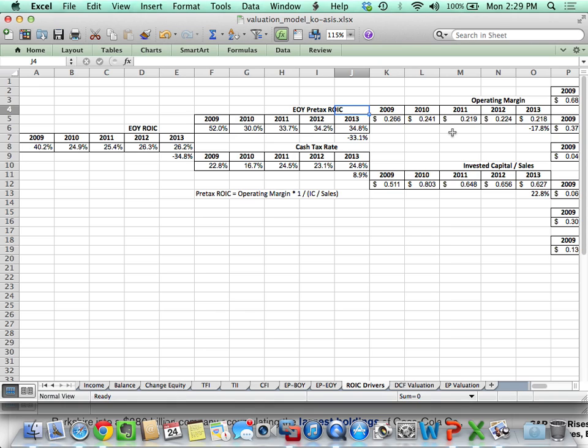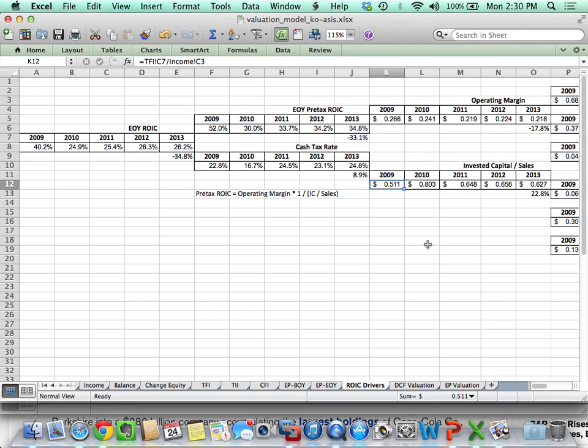That hurt. They're making less profit per unit of sales. Productivity. Here's the way to think about productivity: invested capital divided by sales. To generate $1 of sales in 2009, they spent 51 cents of borrowed money. To generate the same dollar of sales in 2013, they spent 62.7 cents of borrowed money.